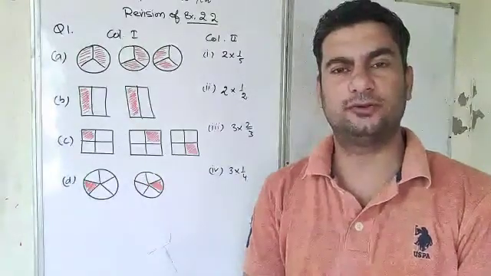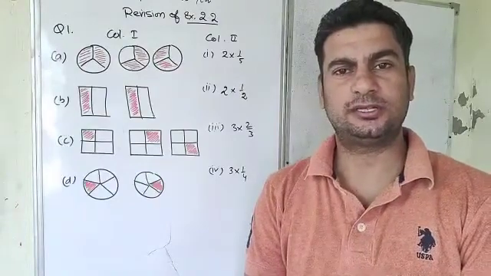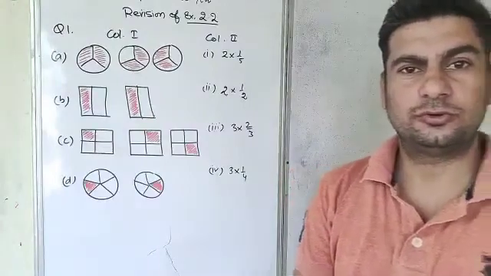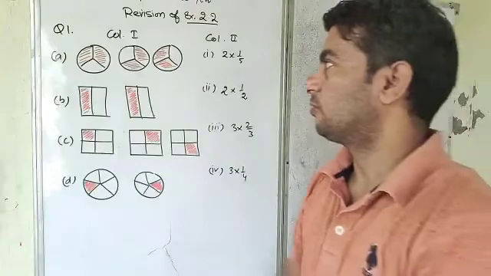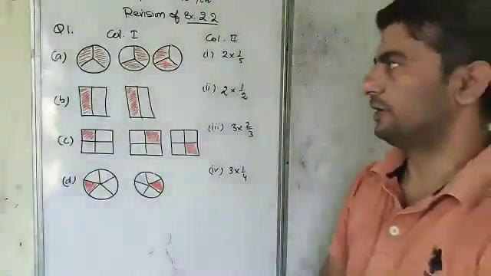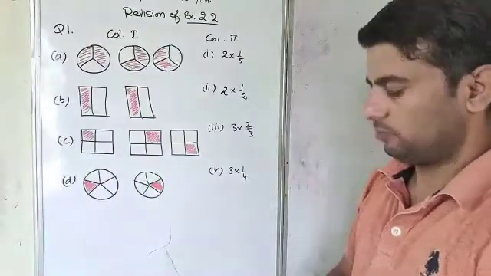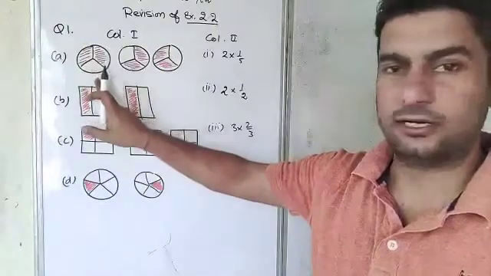Fine. Today we will do the revision of exercise 2.2. In this exercise we will learn about the multiplication of fractions. So let us start with question number 1. In question number 1, column 1 and column 2, two sets of data are given and we have to match the columns. Okay. So here we can see the 2 out of 3 parts are colored.